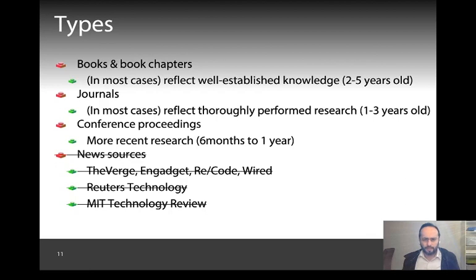So now when it comes to the type of academic literature that's out there, typically, I would classify them in three categories, into books and book chapters. And in most cases, this type of literature reflects well-established knowledge. That means that obviously, there are books that are hundreds of years old, but typically, when it comes to science and technology, we're looking at knowledge that is well established. That means it has been researched time and again, and it is say roughly 2 to 5 years old. Obviously it can be much older than that.